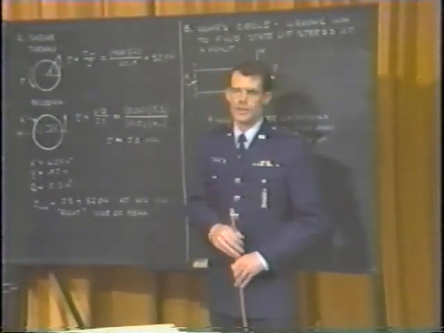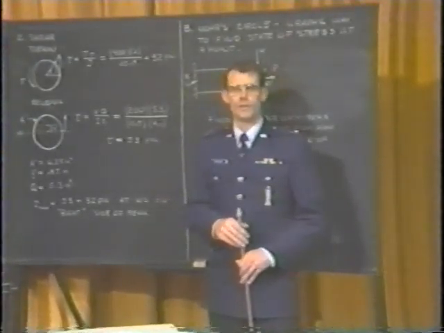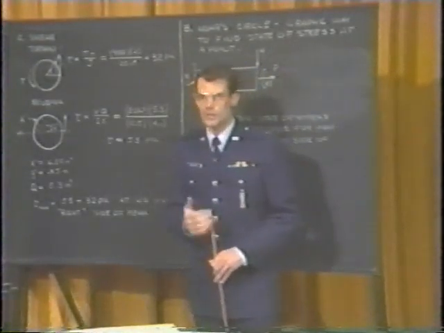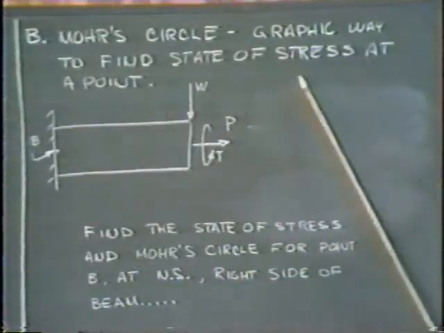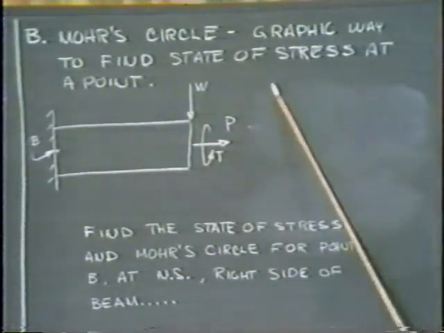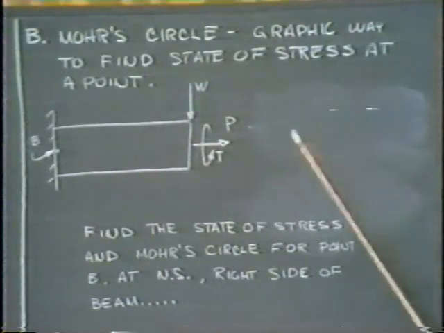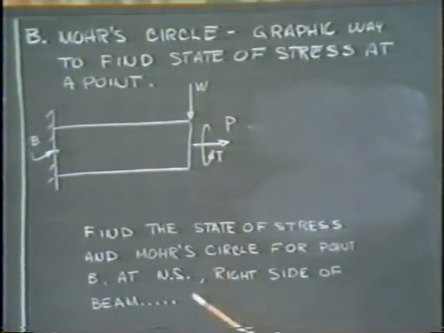Let's use this knowledge now to find the total state of stress at any point in a beam, and there's a very popular graphical technique to do that called Mohr's circle. So let's look at our example problem again. Mohr's circle is a graphical way to find the state of stress at a point in a given beam. We're familiar with this beam from our previous example. What we'd like to do is find the state of stress and Mohr's circle for a point B.